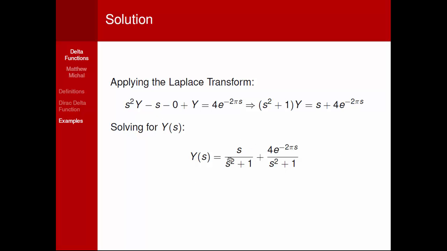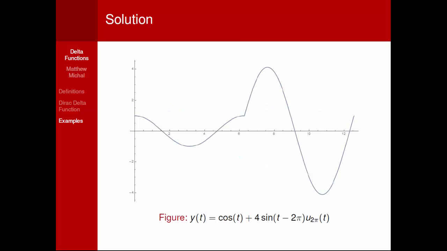Notice this right here is just my basic cosine. This right here describes sine, but with a shift in time. So I end up having this basically solved. Notice when I add this back in, I have my cosine with a sine that turns on.